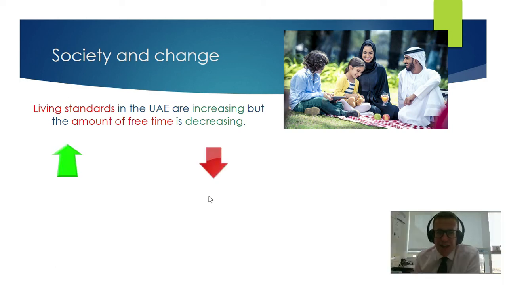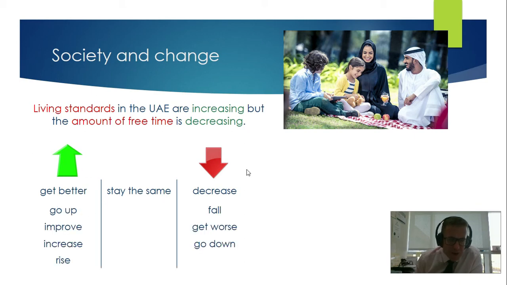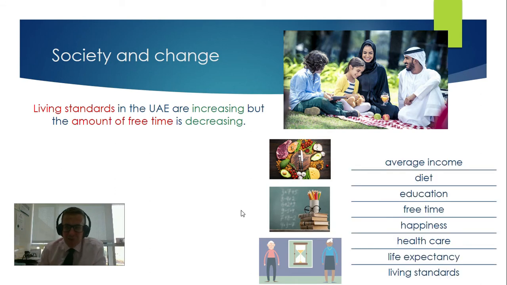So let's look at change first. Things get better, things might decrease, things stay the same. So in the middle here. And here's other words to go with increase and decrease. Go up, improve, increase, rise. For going down, decrease, fall, get worse, go down. So these more or less all mean the same thing, and you can use them to talk about things that are changing.